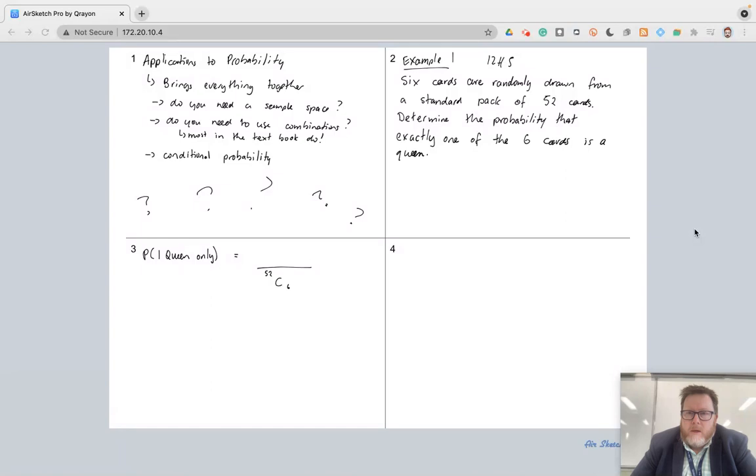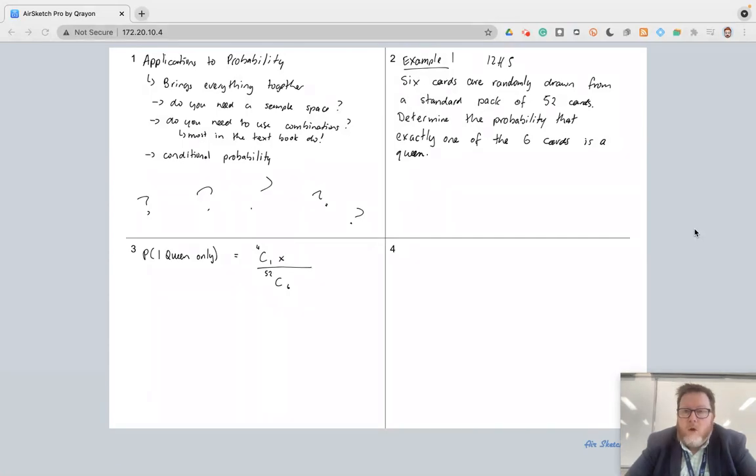Now, what about the top number? It's always good if you can re-say the statement that you're given in the question as a series of ands or ors, because ands means multiply and ors means add. So if I said getting exactly 1 queen, I would be saying I get 1 queen and the rest are not queens. So how many ways can I pick 1 queen? Well, there are 4 queens in the deck. Choose 1. In other words, you might know by now that NC1 is always equal to N. So 4C1 would just be 4, which kind of makes sense. There are 4 queens in the deck, so there are 4 ways I can choose it.